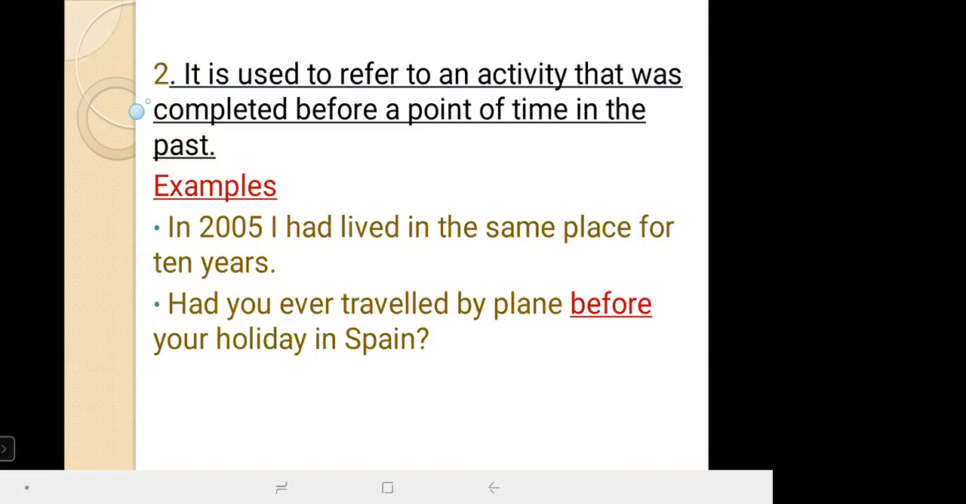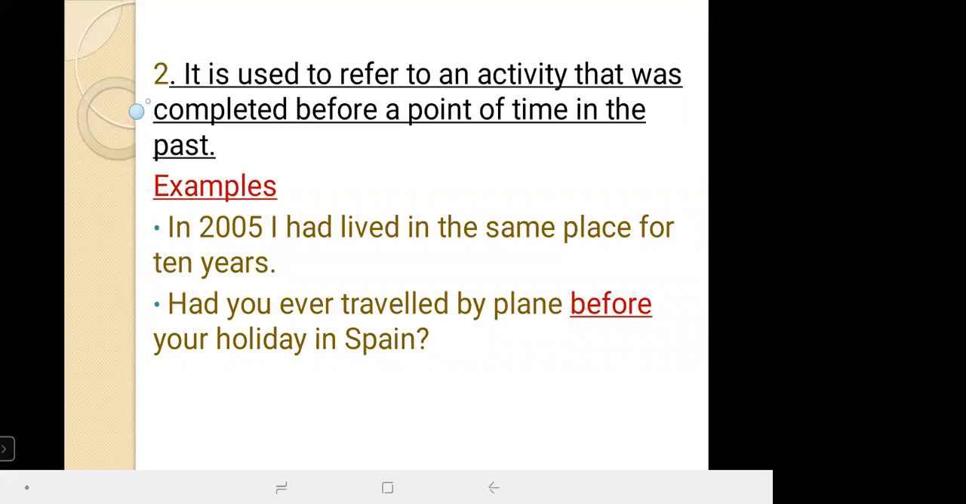In 2005, I had lived in the same place for 10 years. So I started living there in 1995, 10 years before 2005. So it is before a point of time in the past. I might be saying this in 2020 or 2010, after 2005. So you specify the time, but that specific time shows that an action was done before it, before a point of time in the past.